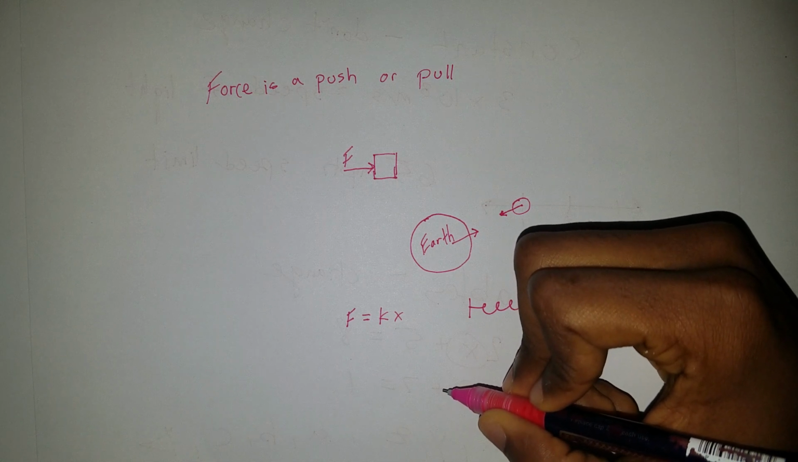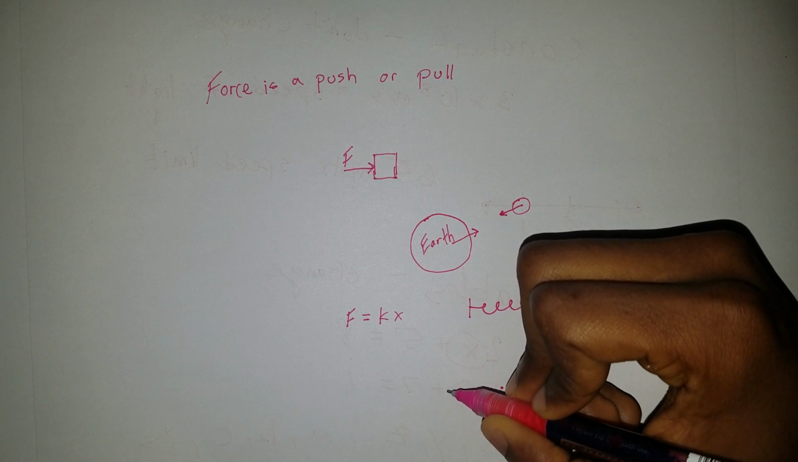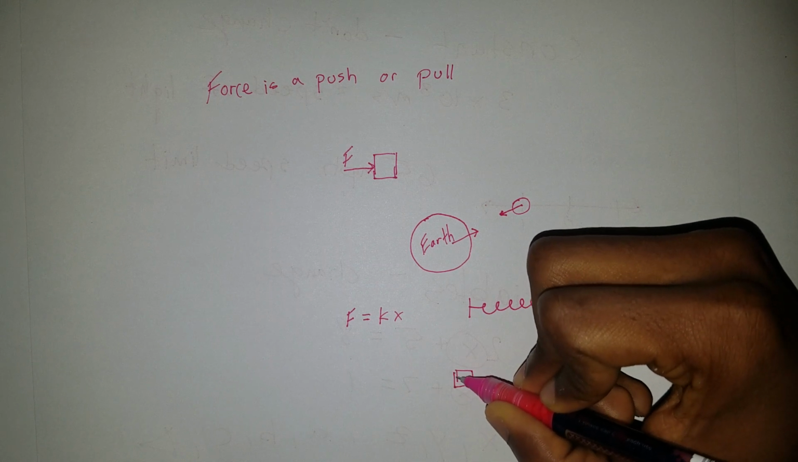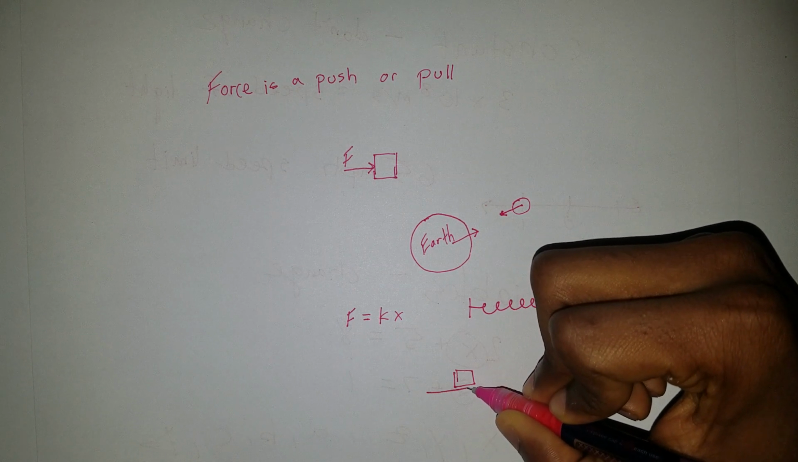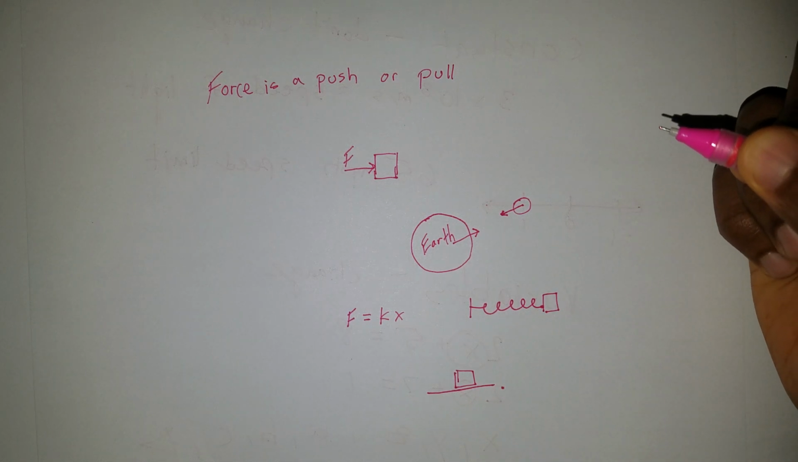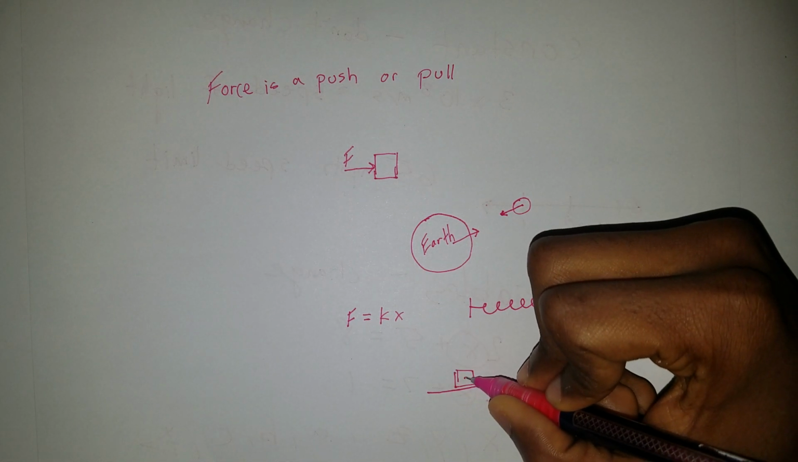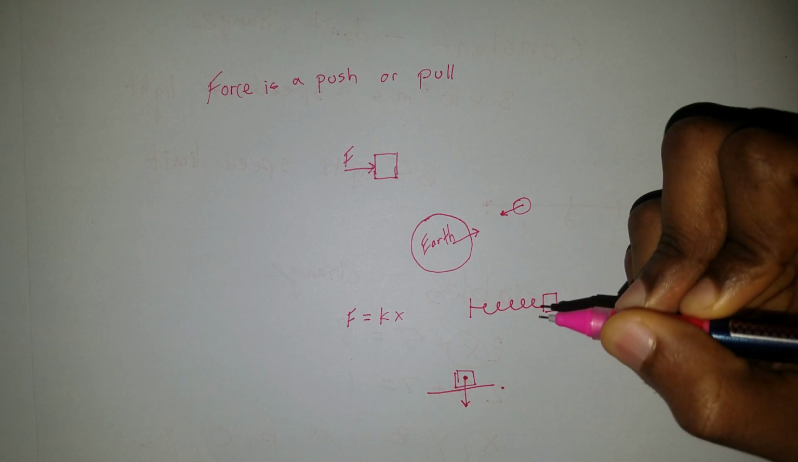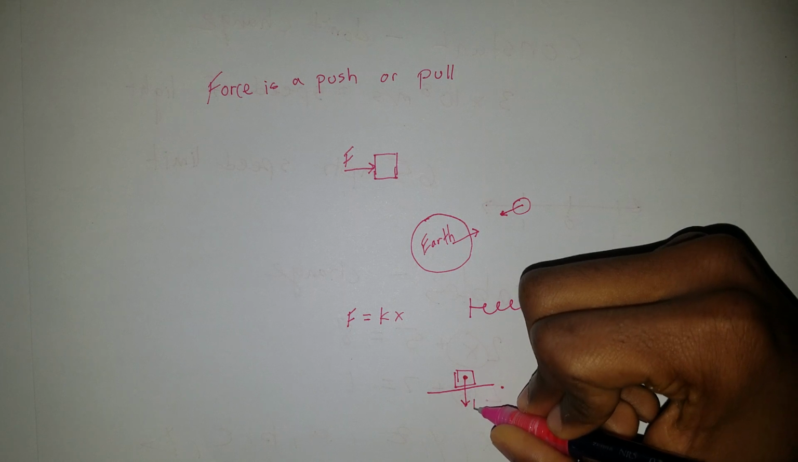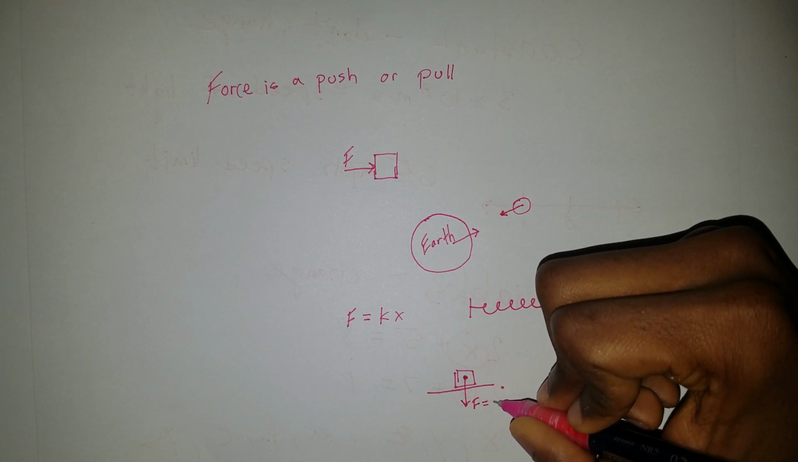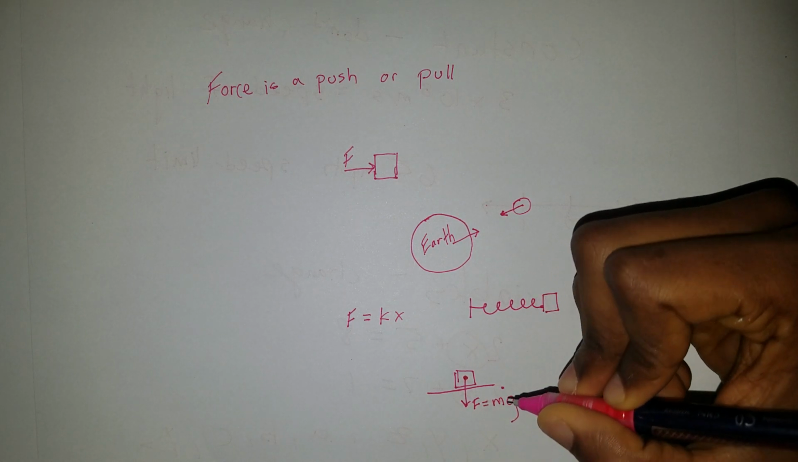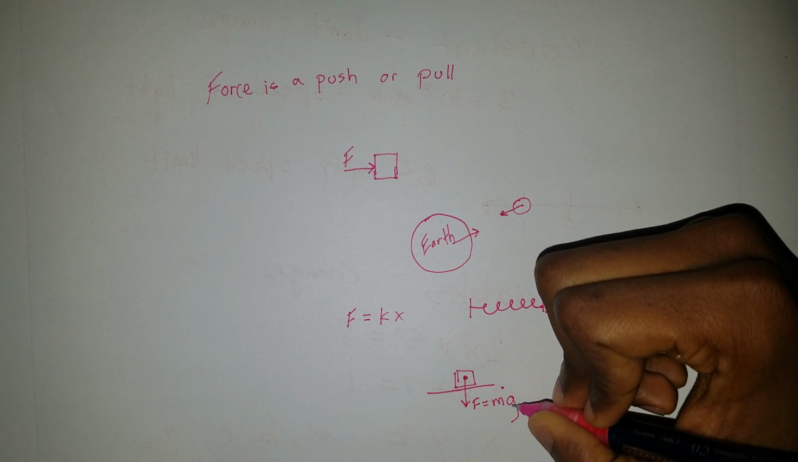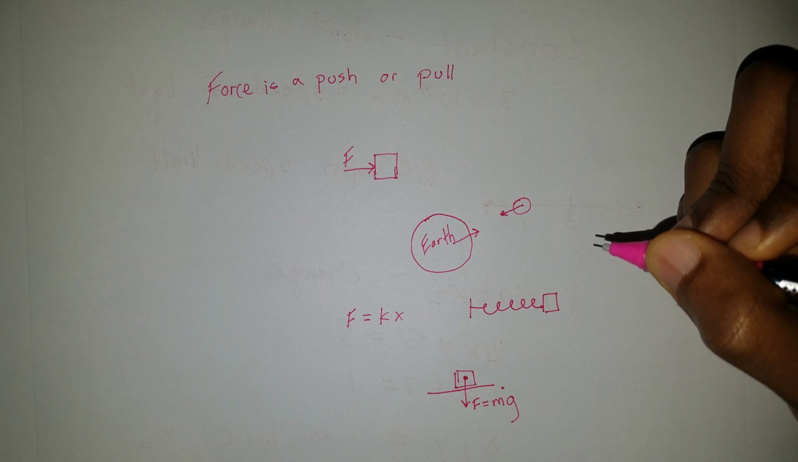There are several other types of forces as well. I assume you're sitting or standing right now, and if you imagine yourself as a box on a chair or on the floor, what's pushing you down is gravity, denoted by F equals mg, where m is mass and g is acceleration due to gravity.